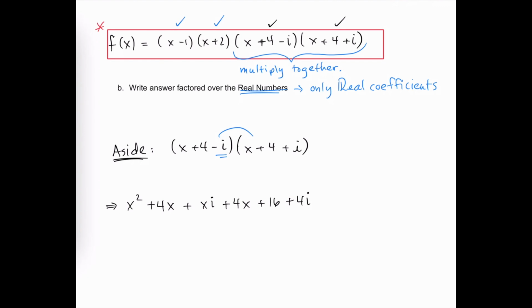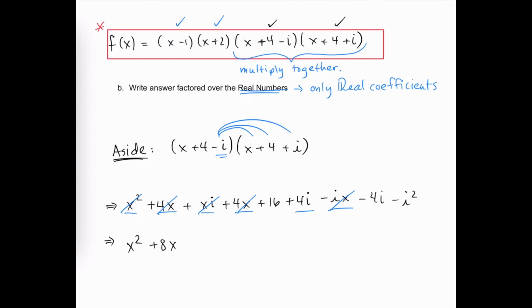-i times x is -ix. -i times 4 is -4i. And -i times +i is minus i squared. So now we combine like terms. We only have one x squared term, so that just gets copied down, and we'll cross it off to indicate that it has been dealt with. Now let's look at the x terms. We have a 4x here and a 4x here, but that's it. 4x plus 4x is 8x. Let's cross those off to indicate that we've dealt with those. Now let's look at the x times i term. We have x times i positive and x times i negative, so those two terms just cancel each other out.